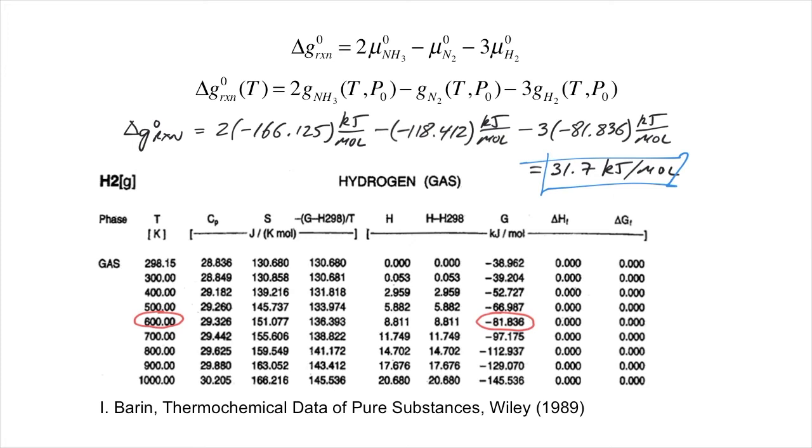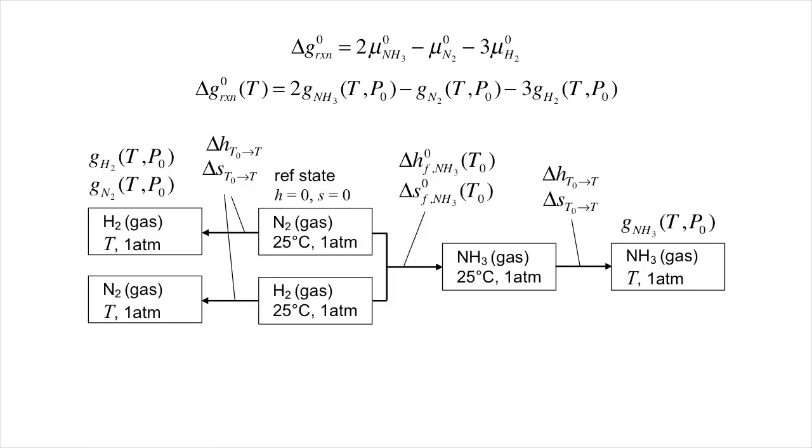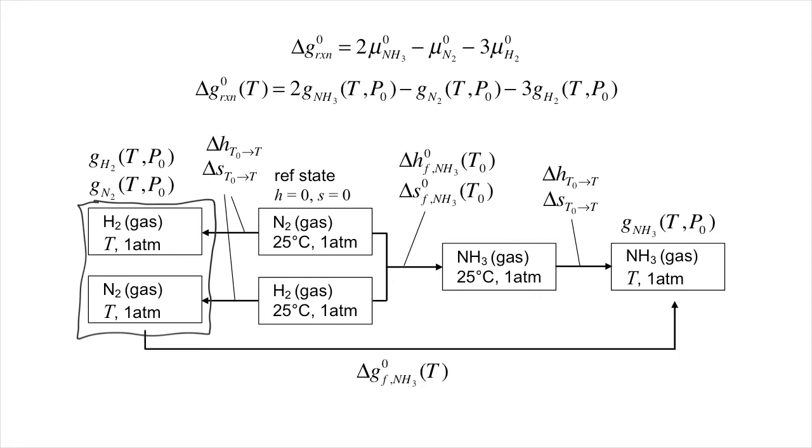Before moving on, I'd like to point out one additional feature of these tables and another, often simpler, way to calculate delta G0 of reaction. Returning to our hypothetical path, we could also imagine adopting a reference state of elements at temperature T rather than T0. In this case, our reactants are already in their reference state at temperature T and pressure P0. Thus, we only need to calculate the formation of ammonia at temperature T. This quantity is usually called delta G0 of formation for the molecule at temperature T.